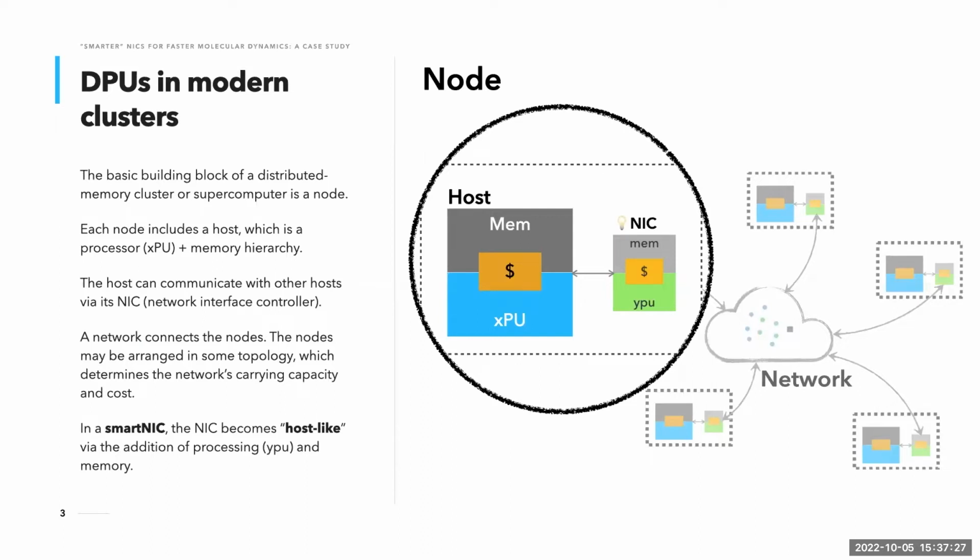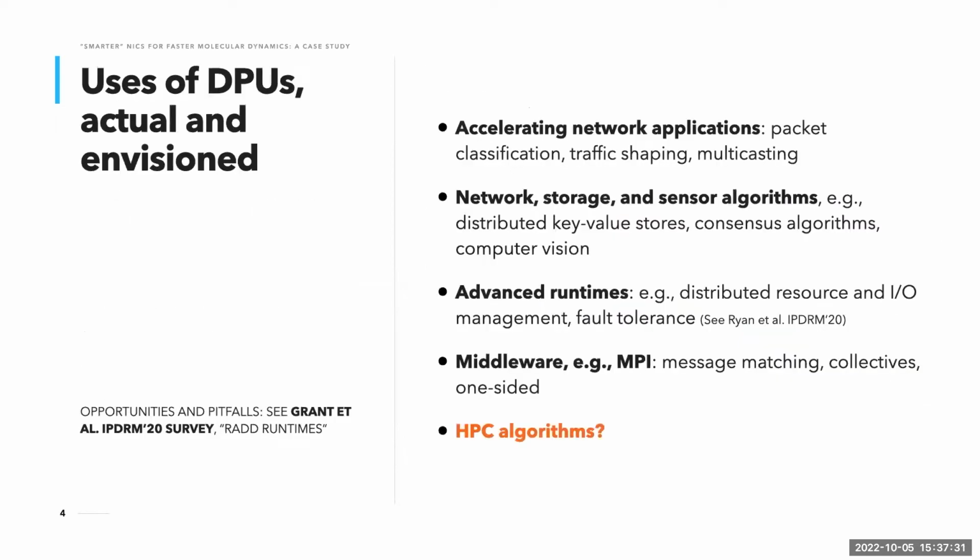There are many ideas that have been developed or proposed. These include accelerating network applications like packet processing and traffic shaping, improving network storage and search algorithms, for example, distributed key-value stores, optimizing runtime systems for everything from resource management to fault tolerance support. And in HPC, people are looking at things like accelerating MPI operations. But the one that has not been explored much is HPC algorithms. In this work, we investigate if we can use the processing power of DPUs to accelerate HPC applications.